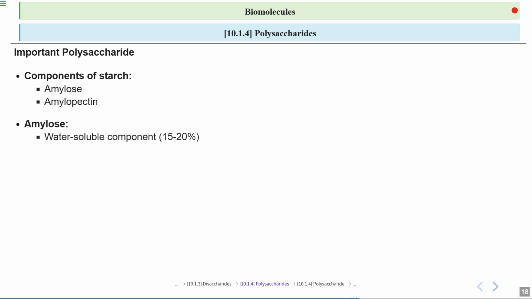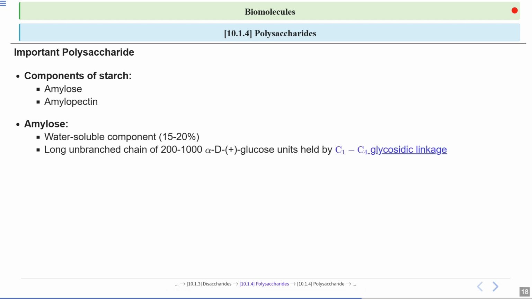First we will see about amylose. Now amylose is a water soluble component, that is 15 to 20%. Amylose is made up of long unbranched chains of glucose units. Specifically, it contains between 200 to 1000 alpha D glucose molecules, and these glucose units are connected by glycosidic linkages between the carbon 1 of one glucose and carbon 4 of the next, which we call C1 to C4 glycosidic linkage.